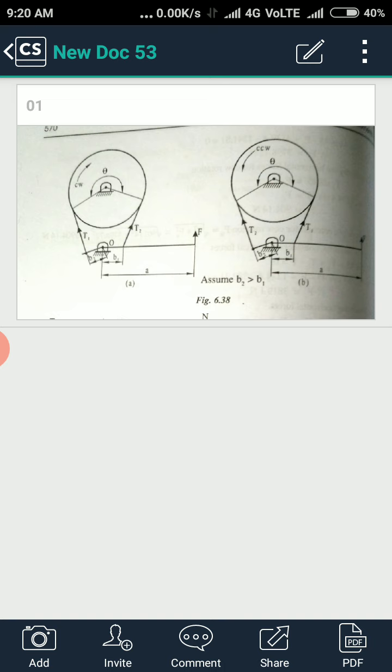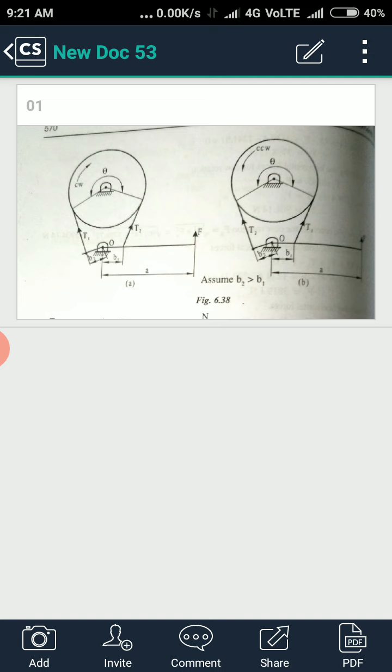The differential band brake. So you have to understand the difference between simple band brake and differential band brake. In simple band brake, one end of the band is connected to the fulcrum O. But in differential band brake, both ends of the band are connected to the lever. So now you see the sketch shown is an example for a differential band brake.